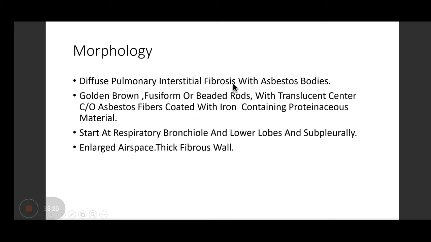So, morphology. There is pulmonary interstitial fibrosis with asbestos bodies. It is difficult to differentiate just on microscopy. Asbestos bodies will help you differentiate it from other pulmonary interstitial fibrosis. And these asbestos bodies are golden brown, fusiform or beaded with a translucent center that is composed of asbestos fibers and is coated with iron-containing proteinaceous material.